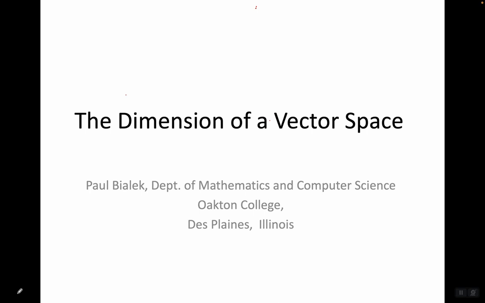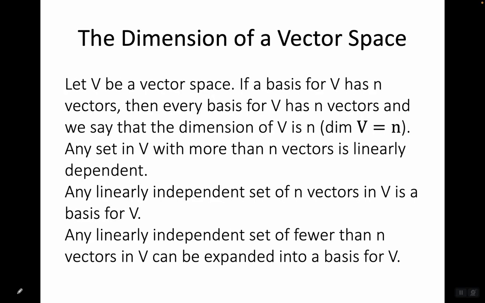Let's talk about the dimension of a vector space. Let V be a vector space. If a basis for V has n vectors, then every basis for V has n vectors. And we say that the dimension of V is n, or we might symbolize it in shorthand. Any set in V with more than n vectors is going to be linearly dependent. Any linearly independent set of n vectors in V is a basis for V. Any linearly independent set of fewer than n vectors in V can be expanded into a basis for V just by adding some extra vectors to it.